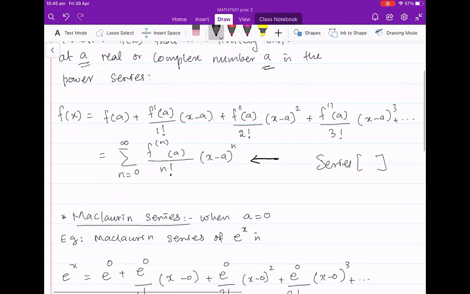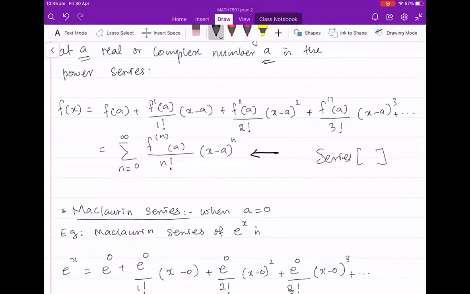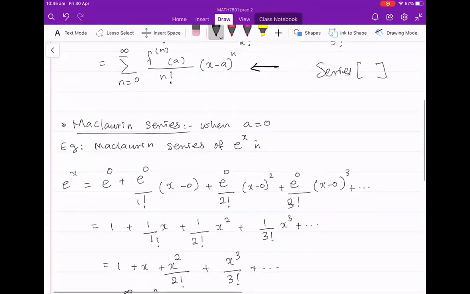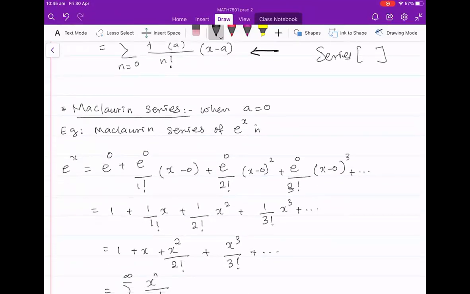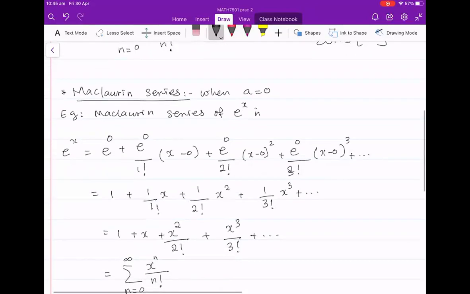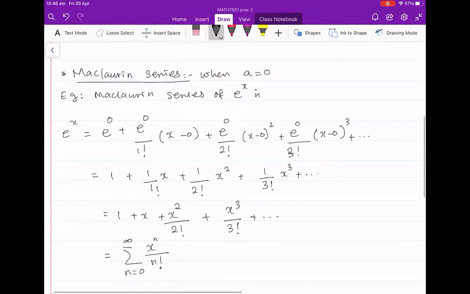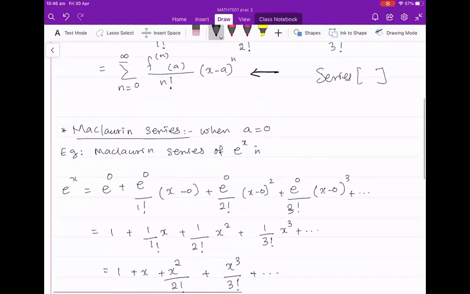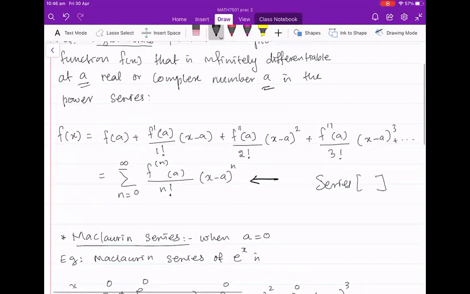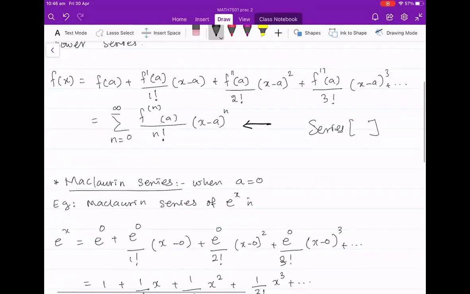There is a function called series notation which computes this at a given point. Okay, and Maclaurin series is when the point a is 0. For example, the Maclaurin series for e to the power x is given by the first one, which is f of 0. So in this case, your f(x) is equal to e to the power x.